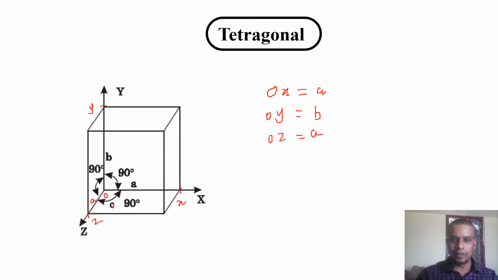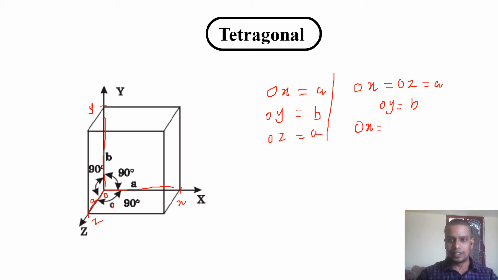That's why I am making this length OX as A, this length OZ also A, but OY is not equal to A, it is a different length, that is B. Hence, from the intercepts point of view, OX is equal to OZ, these two lengths are equal to A. The third intercept length OY will be equal to B. In general, you can define this crystal system from the intercept point of view: OX is equal to OZ, and these two are not equal to OY.